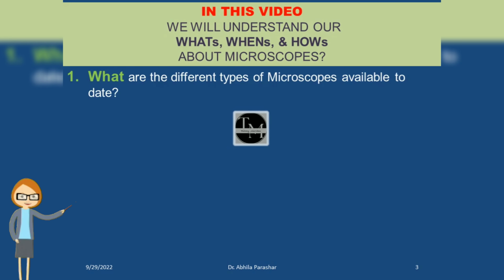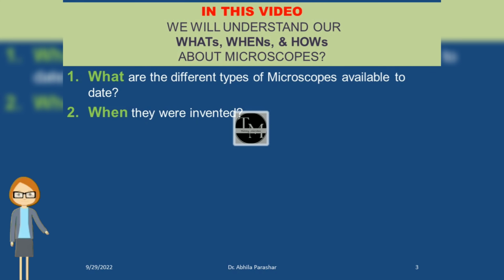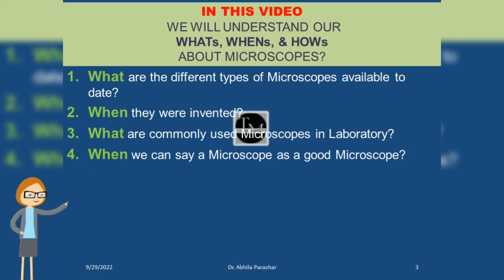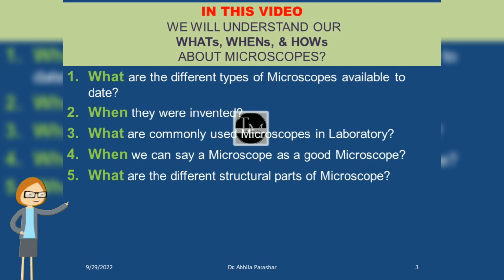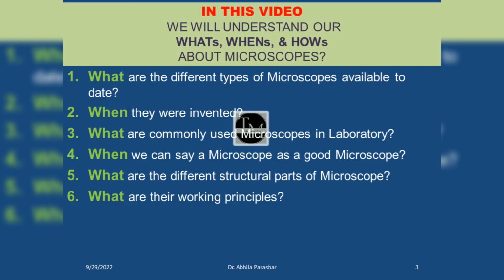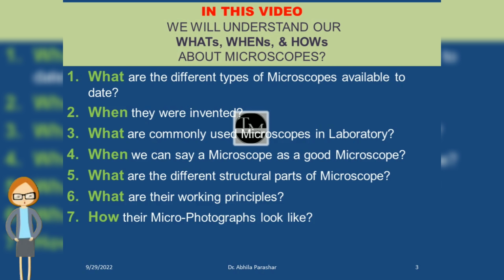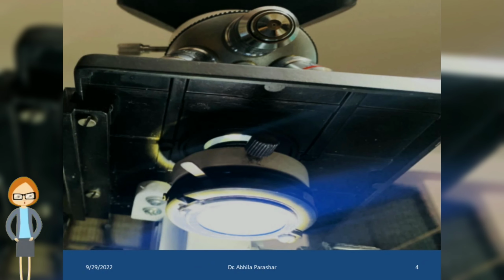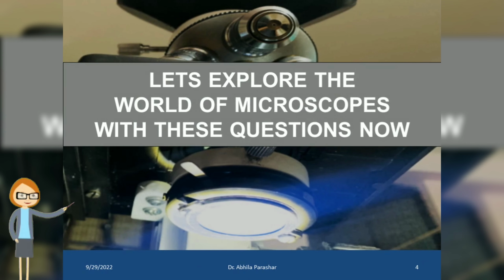Our first question is, what are the different types of microscopes available to date? Second is, when were they invented? Third, what are the commonly used microscopes in the lab? When can we say a microscope is a good microscope? What are the different structural parts of a microscope and what are their working principles? And how do their micrographs look? And finally, what are their applications? So these 8 questions will answer about microscopes, and we will definitely understand the microscope better. So let's explore the world of microscopes with these questions now.